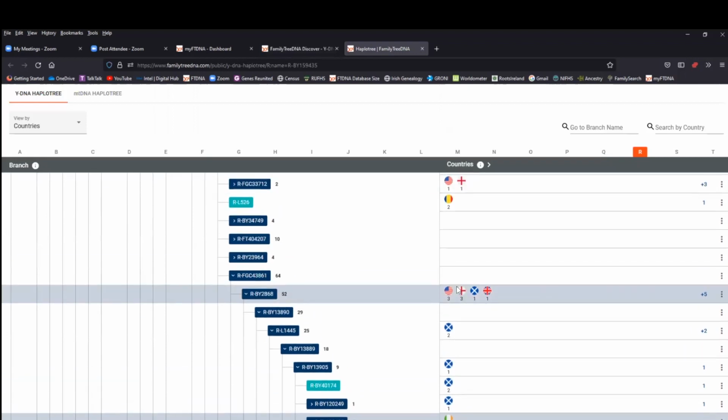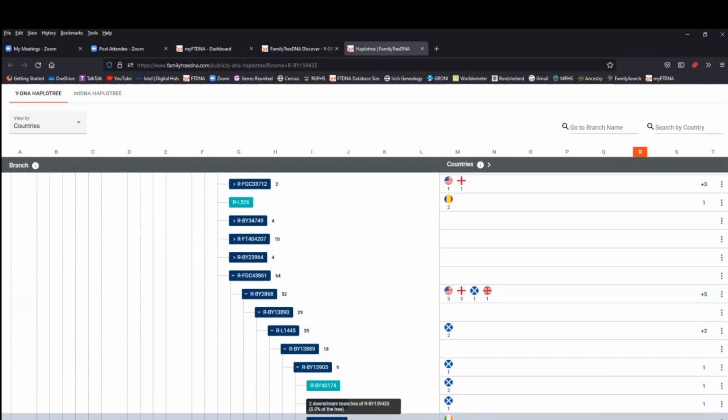Now, when you do it from that particular place, what it's doing is it's showing me the group. So you see the bottom line there? The bottom line is highlighted, and that's the haplogroup that I put in. So it's showing you where it sits on the haplotree. And it's telling me there's 2 participants in that group.